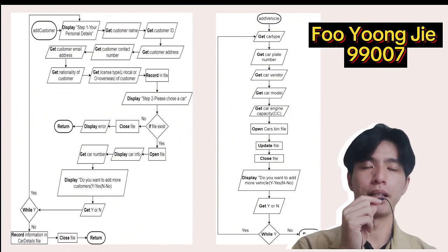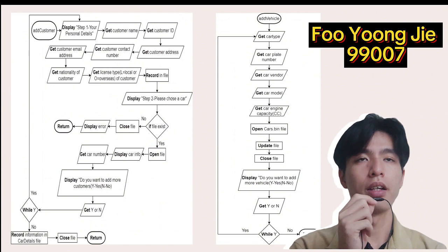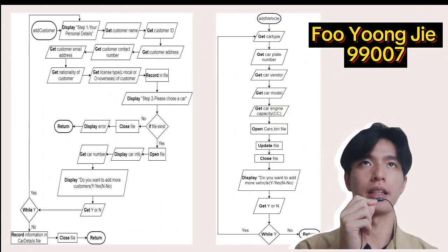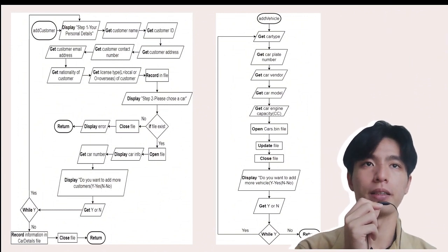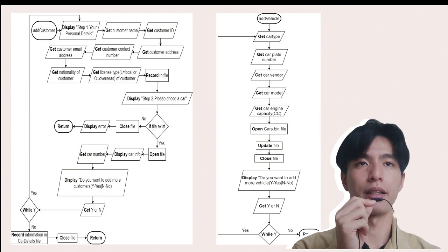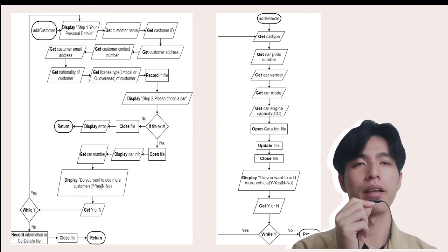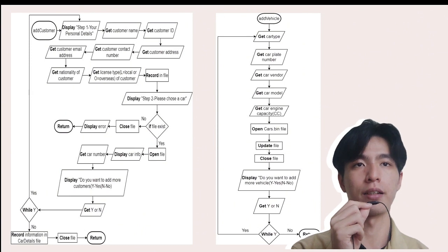Okay, now I will explain the flowchart of the add vehicle function. First of all, the program will get the car type from the user, which is saloon car, multipurpose, micro car, or motorcycle in this case. And then it will get the car plate number, car vendor, car model, and car engine capacity. After that, it will open a file called cars, update the details input by the user just now into the file, and then close the file.